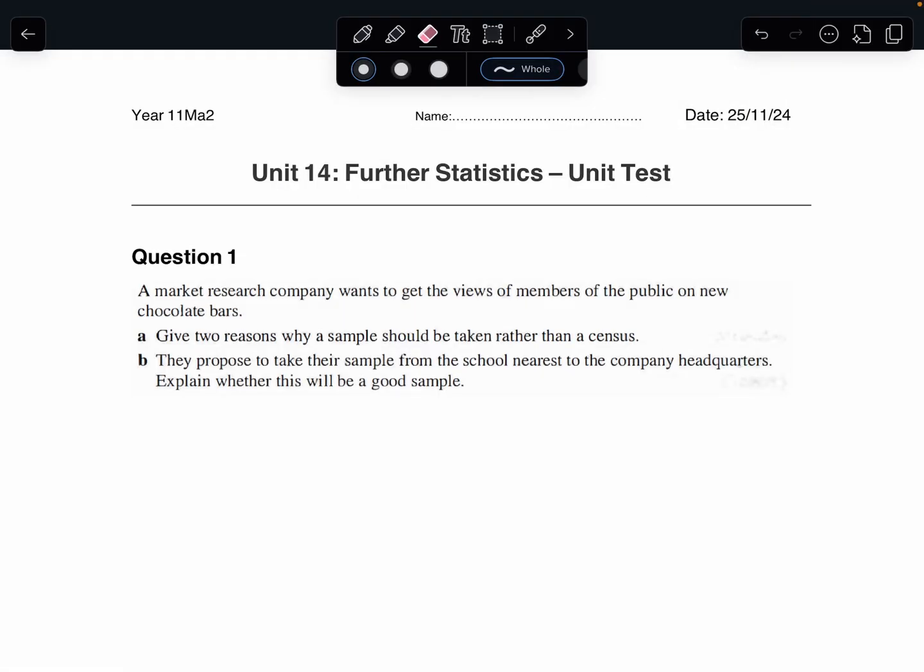Alright, let's get into this then. So we're bringing back Newton Maths, Unit 14, further stats. You all did terribly, so let's go through this then.